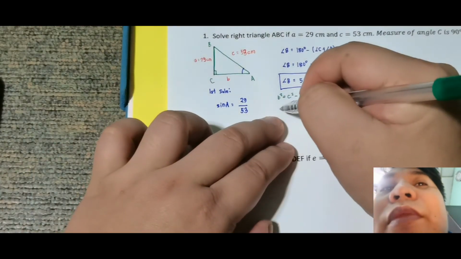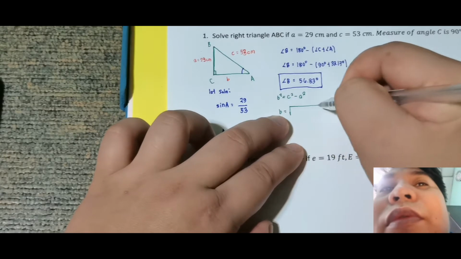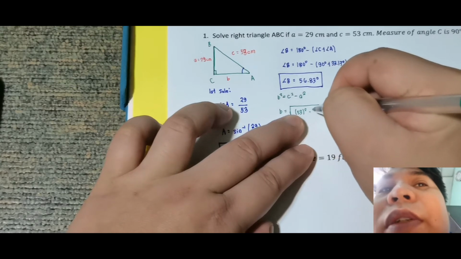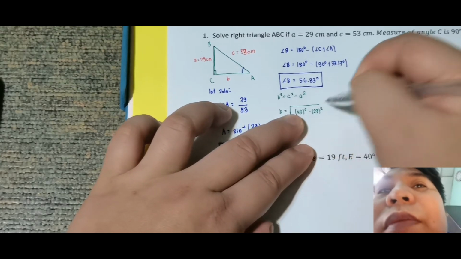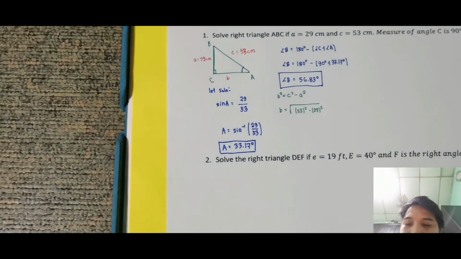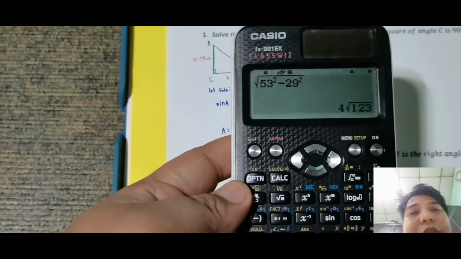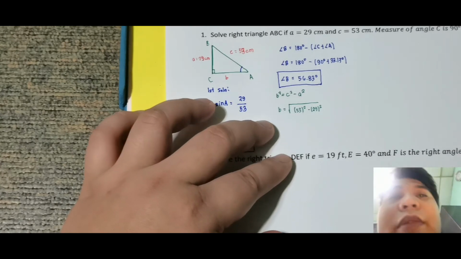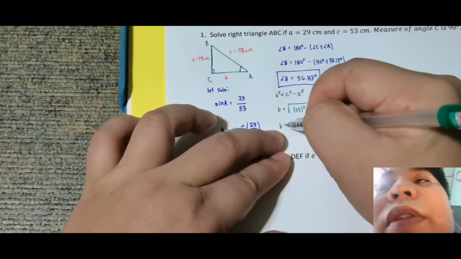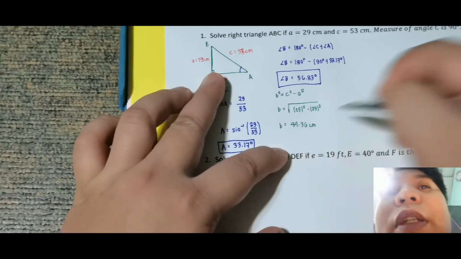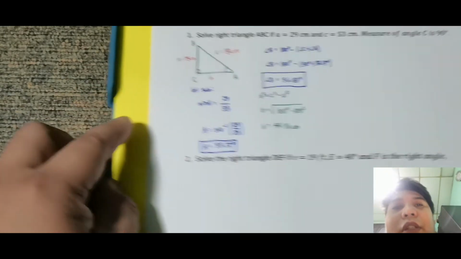Tama? So, that is B is equal to square root ng C is 53 squared minus 29 squared. Okay, so check natin yan. That is square root ng 53 squared minus 29 squared. Okay, so check natin. That is 44.36. Okay, so that is B. So B is equal to 44.36. At huwag kalimutan yung unit kasi in centimeter tayo. Okay, so ito yung isang unang solusyon.